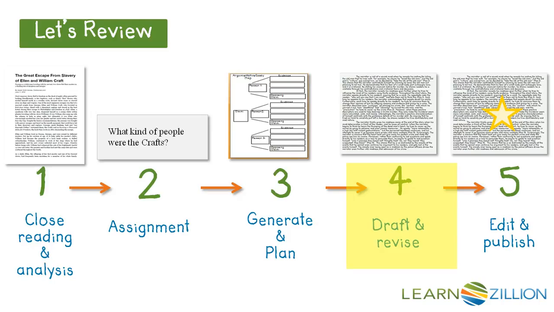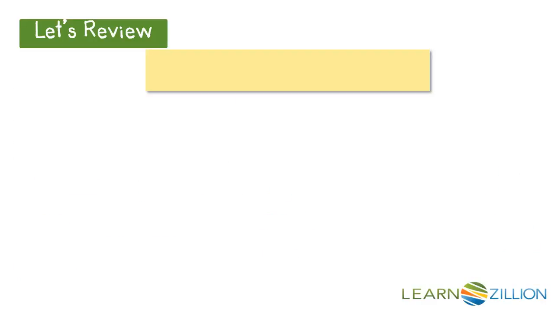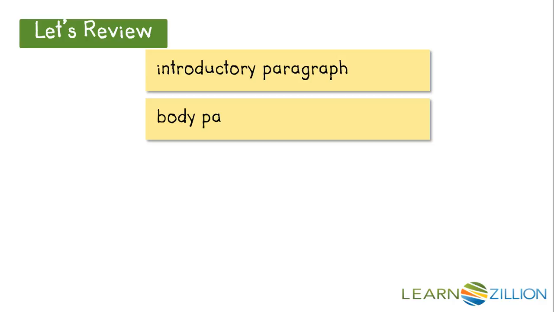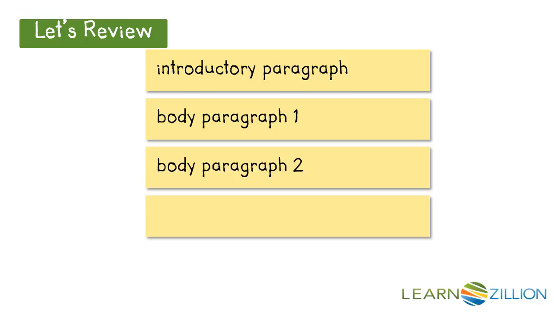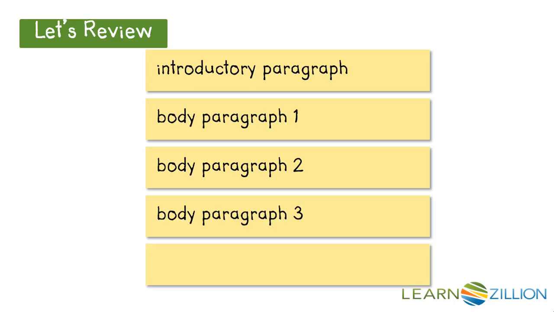So where do we start? Well, at the beginning, of course. This will be our format of our essay. First, we'll write an introductory paragraph, and then we'll use our essay map to draft three body paragraphs. And last, we'll write a conclusion paragraph. So at this point, we're ready to start drafting an introductory paragraph.